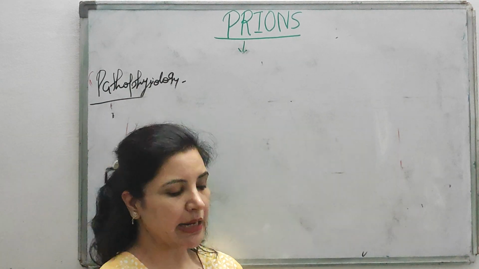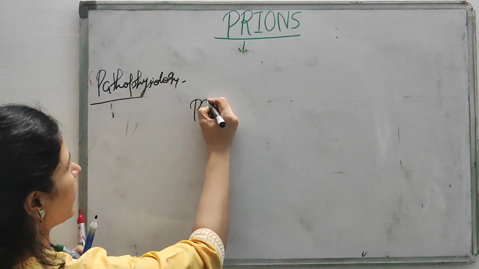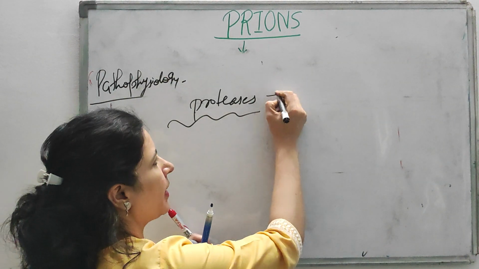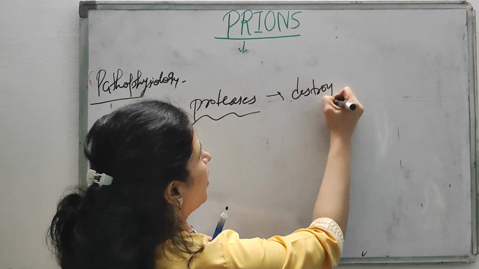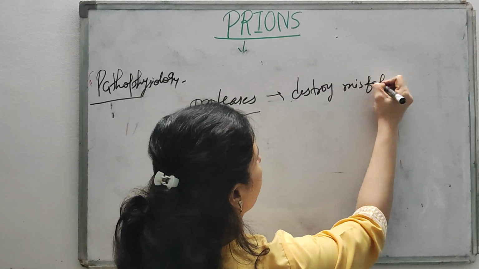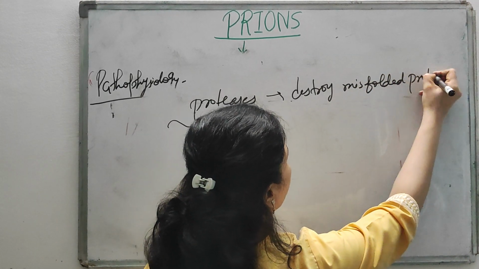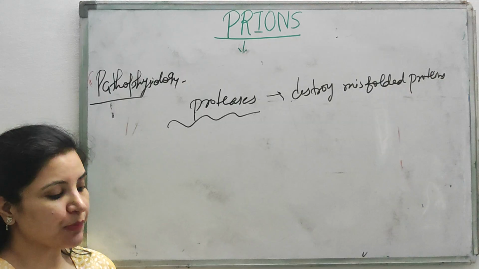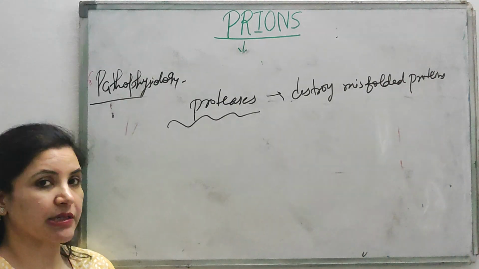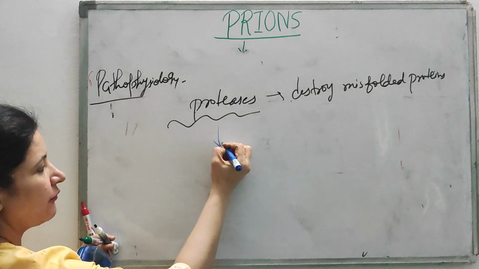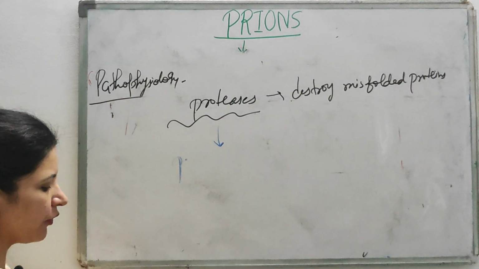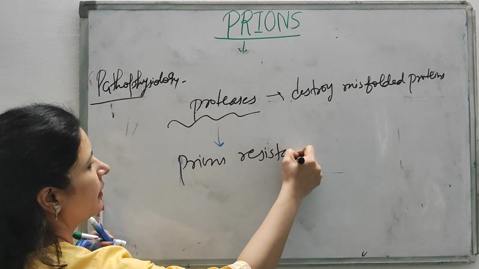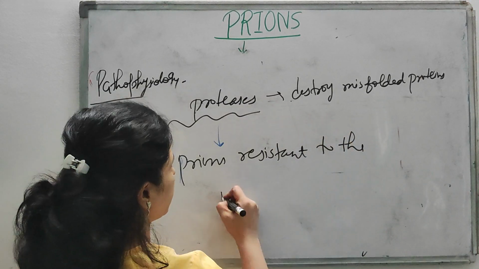So what happens normally in the body? There is a presence of an enzyme known as proteases. Okay, and this proteases enzyme has a property to destroy your misfolded protein. So whatever misfolded protein is present in your body is destroyed by this proteases enzyme. But these prions have the property that they are resistant. So what is the property of your prions? Your prions are resistant to the proteases.